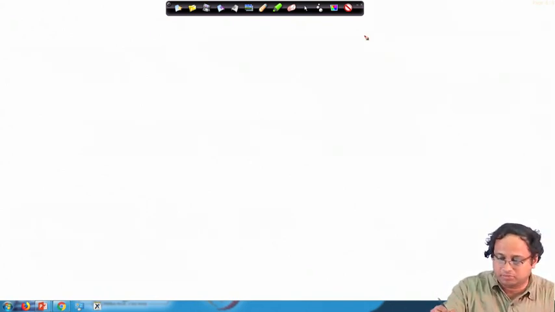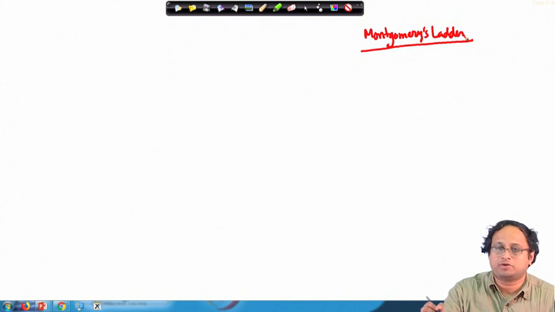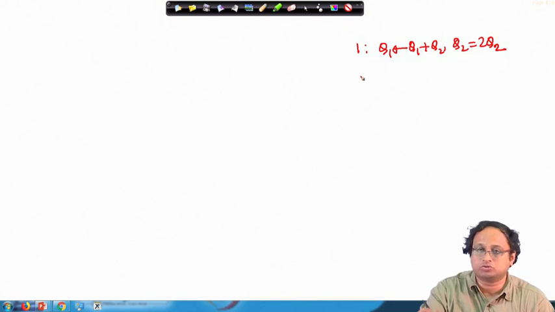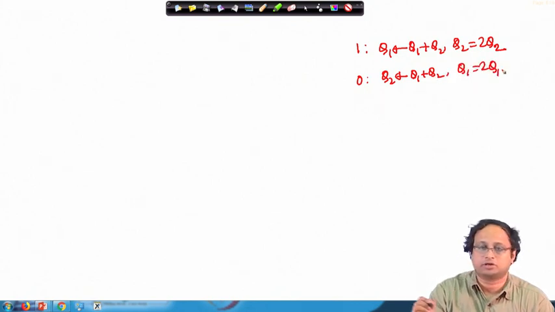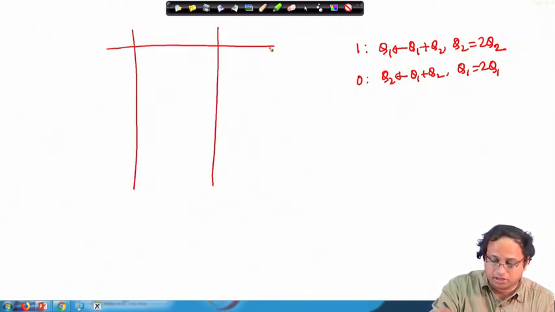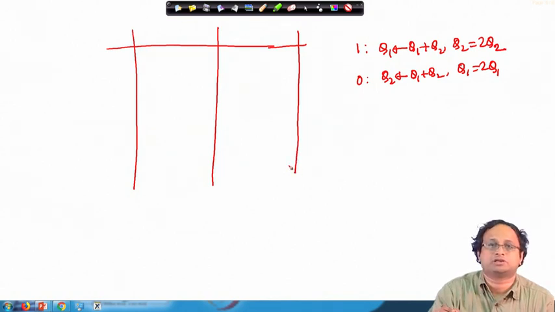So just remember that in the Montgomery's ladder, this is more useful for Montgomery's ladder: if your key bit is 1, you add in Q1. So Q1 is equal to Q1 plus Q2, and you double in Q2, so Q2 equals 2 into Q2. If the key bit is 0, then you add in Q2, so Q2 is equal to Q1 plus Q2, and you double in Q1. Now let us see how the evolution works when there are two inputs processed in the Montgomery's ladder.